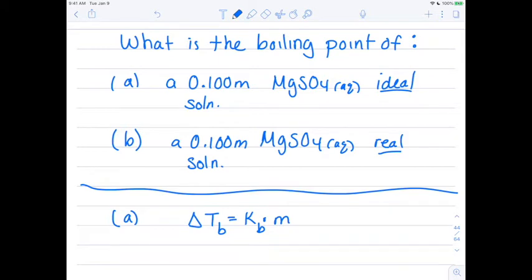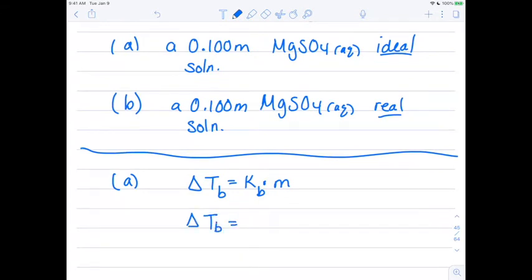Now it is up to you whether you want to put this i right here or not. I tend not to do it, and then I just remember that if it's an ionic compound, I need to multiply by the number of ions. Some people prefer to think of this formula as having an i, and if it's not ionic, they just put a 1 in there. So it's up to you which way you want to do it. Like I said, I have a tendency to just do it without the i, but if you want that i, please feel free to put that in.